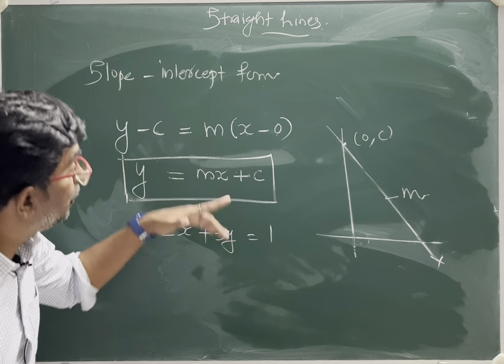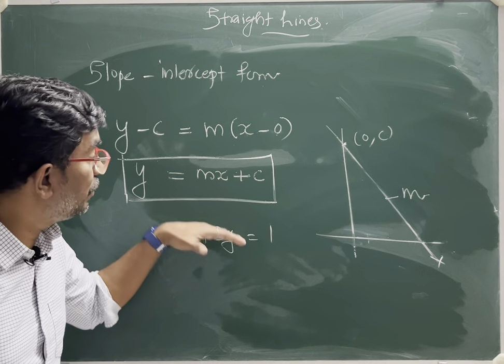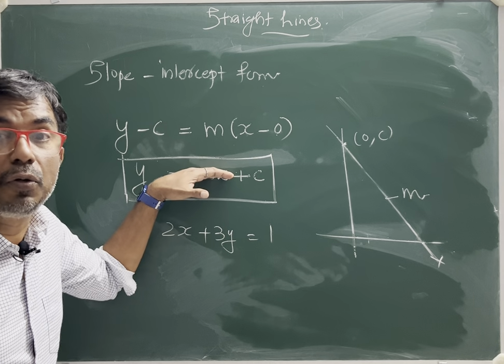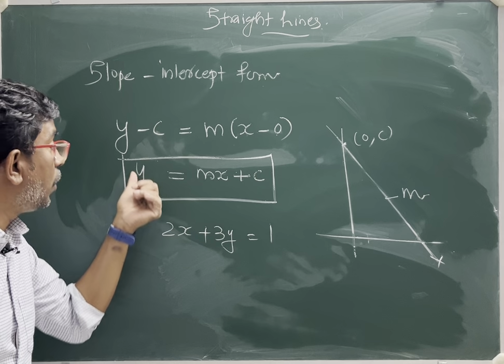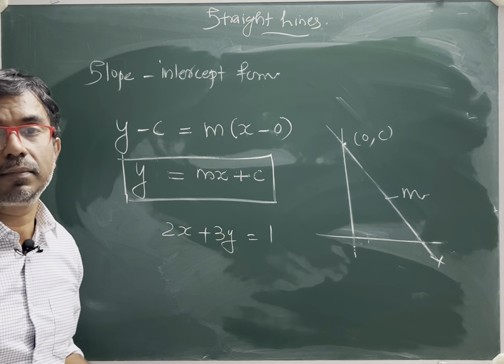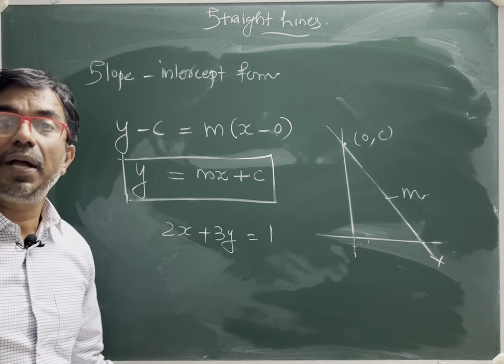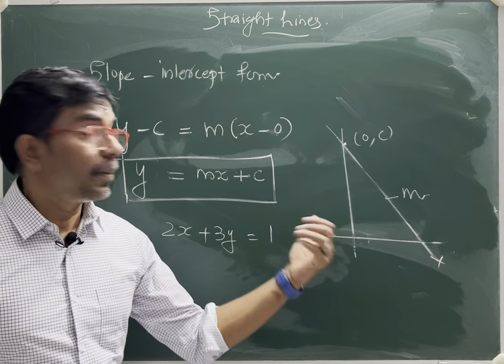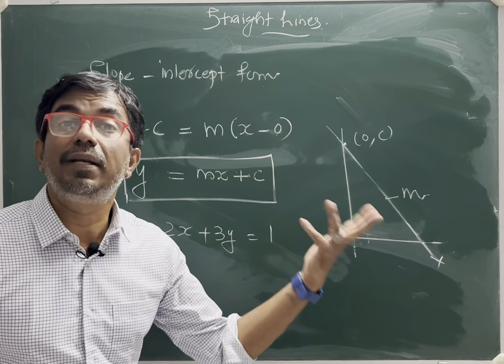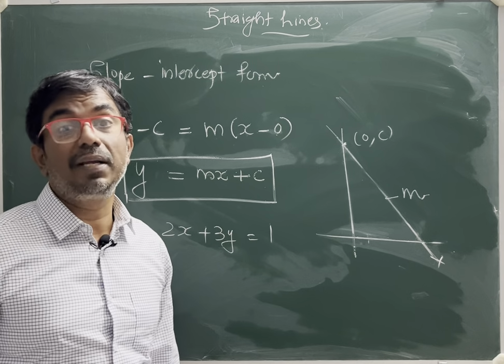You convert this equation into this form. What do you mean by converting this into this form? You should isolate this y on one side with its coefficient as plus 1. That work alone you do. Then on the other side, what is the x coefficient? That will be your slope. The constant will be your y-intercept. Two things you can bring out.